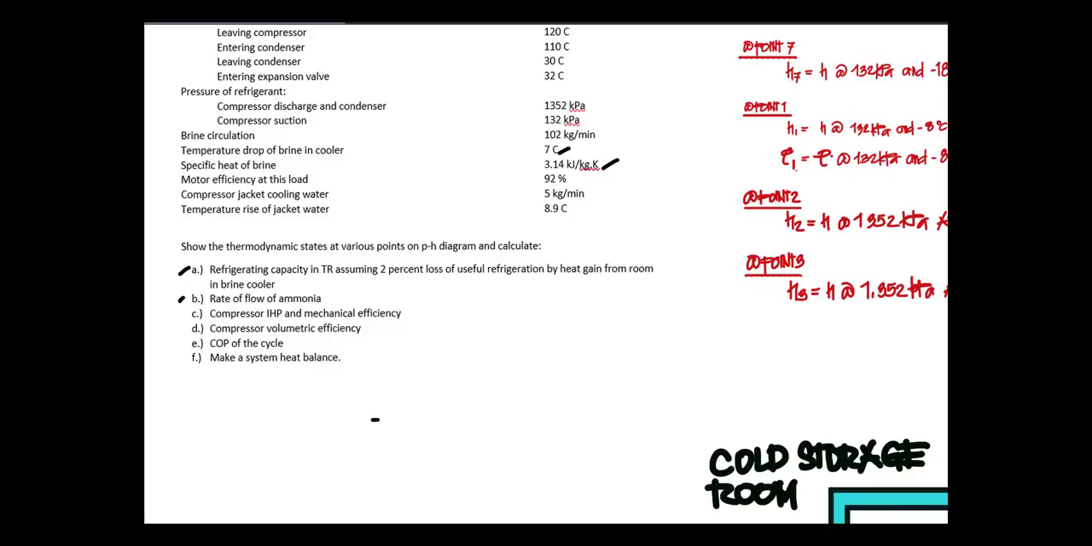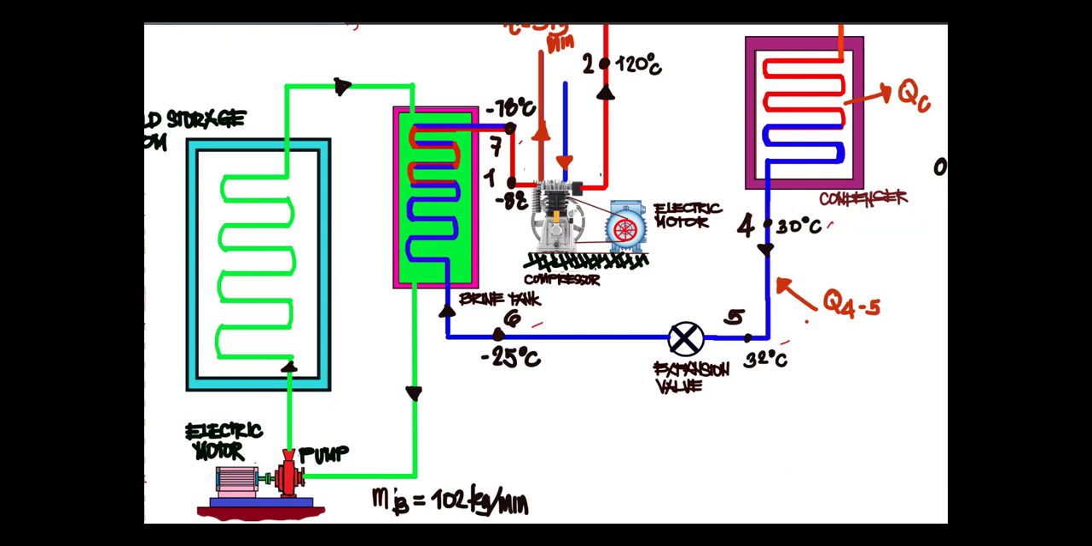So next question here. For letter C, we need to determine the compressor indicated horsepower and the mechanical efficiency of the compressor. So we need to do an energy balance in our compressor. We need to isolate the compressor here. So I will try to isolate my compressor here.